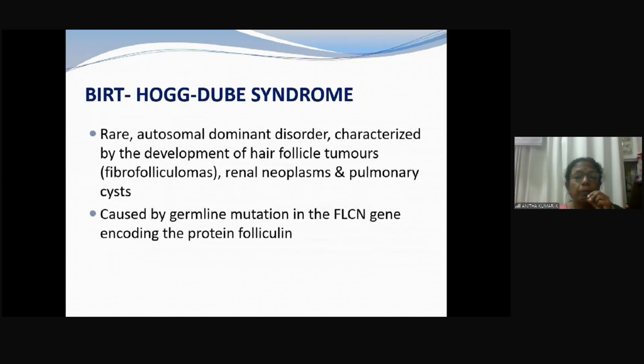Now we go to a more rare disease, Birt-Hogg-Dube syndrome. It's a rare autosomal dominant disorder characterized by the development of hair follicle tumors, renal neoplasms, and pulmonary cysts. And all this occurs because of a germline mutation in the FLCN gene, which encodes the protein folliculin.